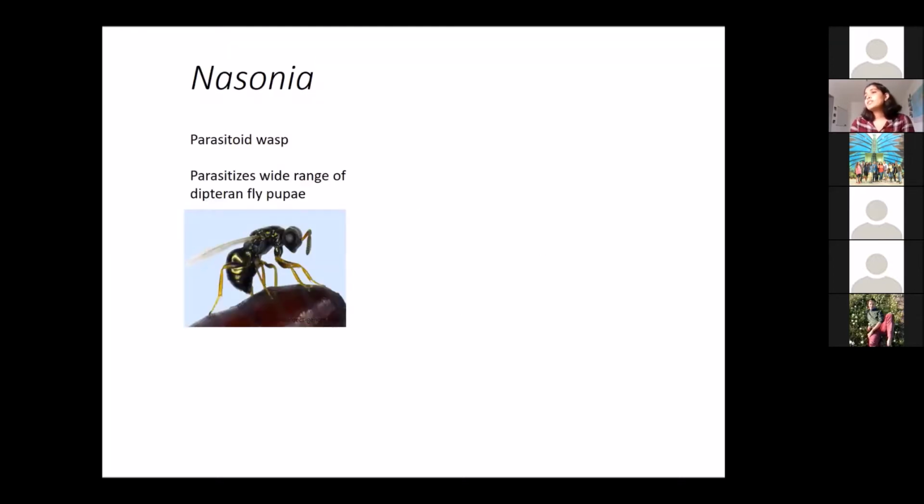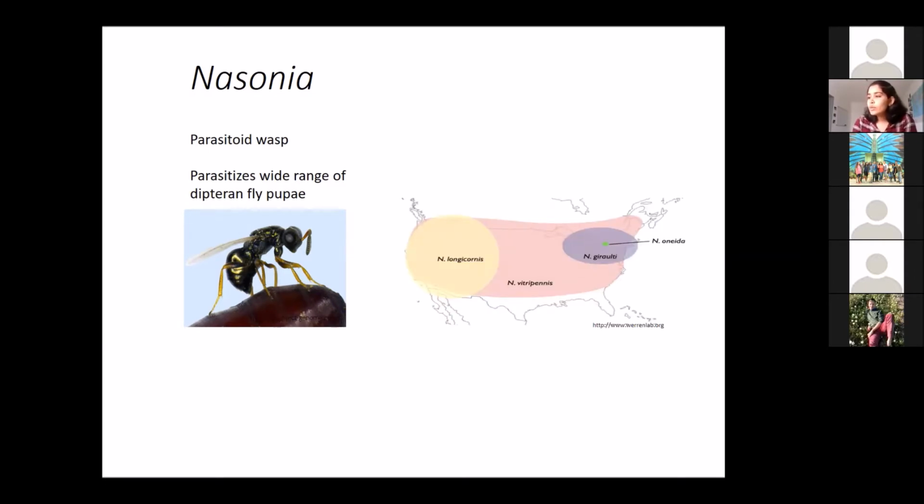I try to understand the environmental factors affecting host preference in parasitoids using a parasitoid wasp, Nasonia, which parasitizes a wide range of dipteran fly pupae. There are 4 known species of Nasonia: Nasonia vitripennis, Nasonia giraulti, longicornis, and oneida. Nasonia vitripennis, a cosmopolitan species, is a host generalist, meaning that it has a wide range of hosts it can parasitize. The other 3 species are native to North America and are host specialists, meaning that they prefer only certain types of hosts.